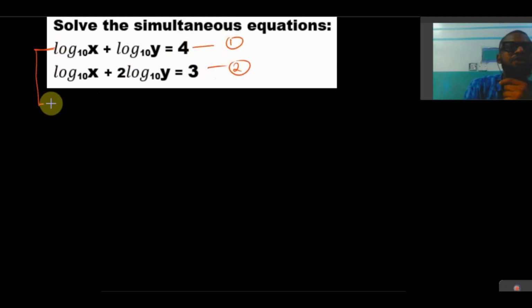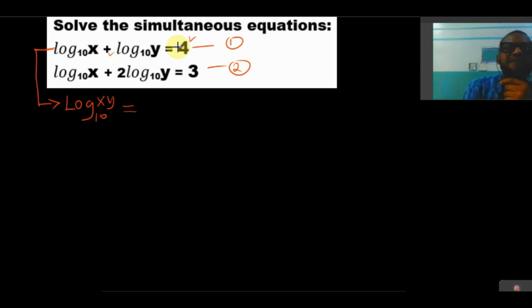So, looking at equation 1, we have the log to base 10, and in between log x and log y, we have plus. And plus in logarithm means you multiply x and y. So you have xy, so we have grouped them together, equals, on the right hand side, we have 4.